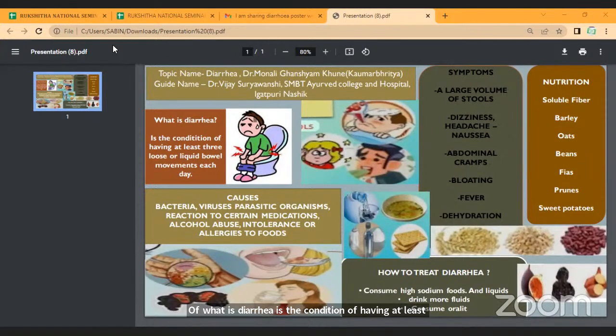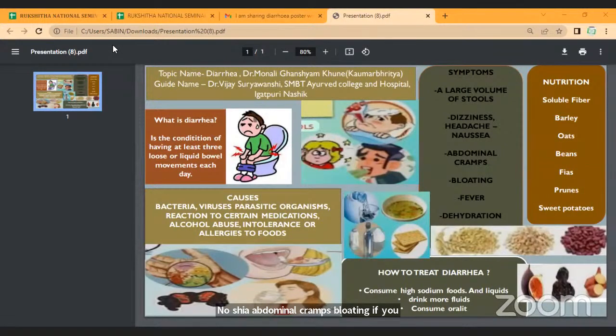Causes: bacteria, viruses, parasitic organisms, reaction to certain medications, alcohol abuse, interaction or allergens to foods. Symptoms: a large volume of stools, dizziness, headache, nausea, abdominal cramps, bloating, fever, and dehydration.